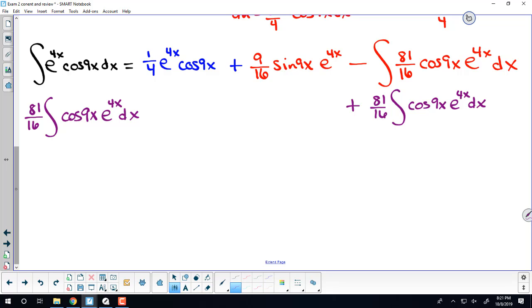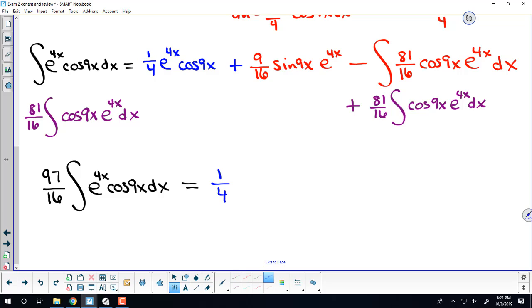So we've got one of those plus 81/16 of those, which means we have 97/16 of these, equaling 1/4 e to the 4x cosine 9x and our 9/16 sine 9x e to the 4x.